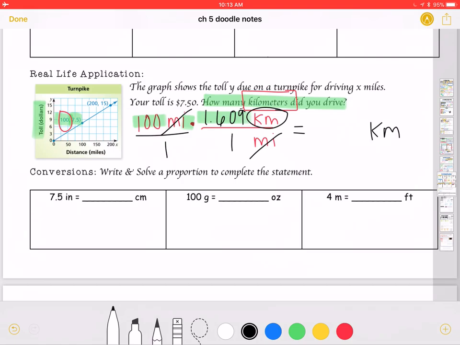And again, maybe you know how to multiply by your hundreds or tens, you're really just moving the decimal to the right twice. So it's 160.9 kilometers. If you drove 100 miles, that's the same as 160.9 kilometers.